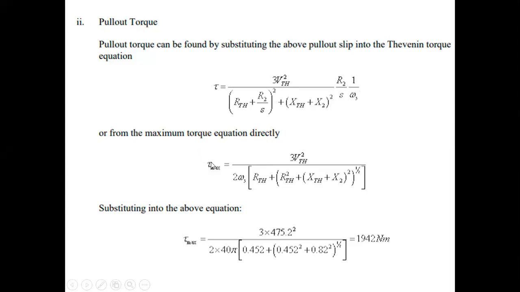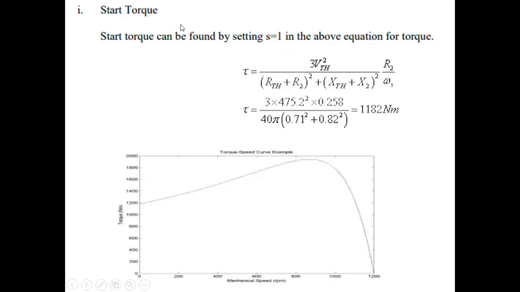Now, if we want to get the maximum torque, we can get it directly from here, or by substituting this equation by the slip. So we put the slip. So whichever case we can, we'll be able to get the maximum torque. Since we know the slip at which maximum torque occurs, you can use directly this equation, or we use this equation, and we get 1942 Newton meters.